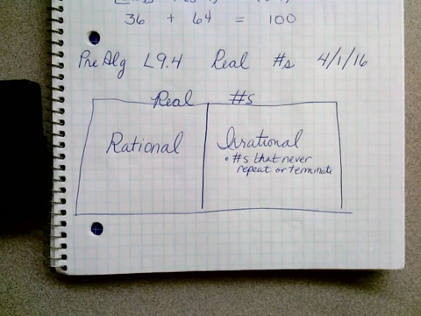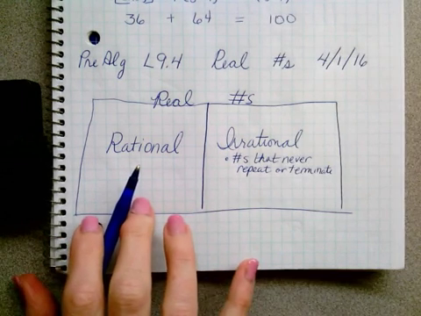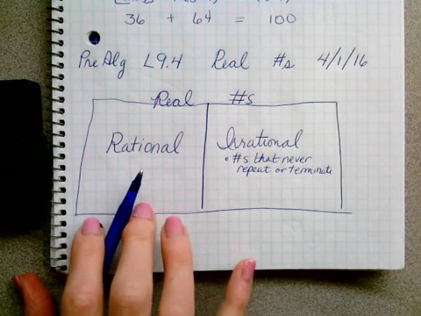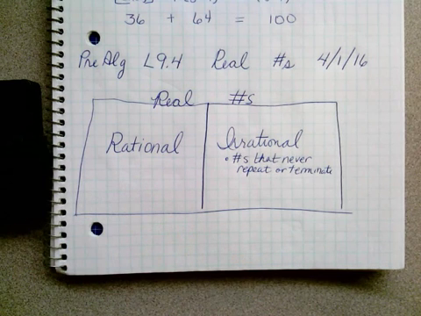Okay? Real numbers also consist of rational numbers, and rational numbers are defined as any number that can be written as the quotient of two integers. They also must terminate or repeat. Okay, that's in your book. You learned that in 5.1.